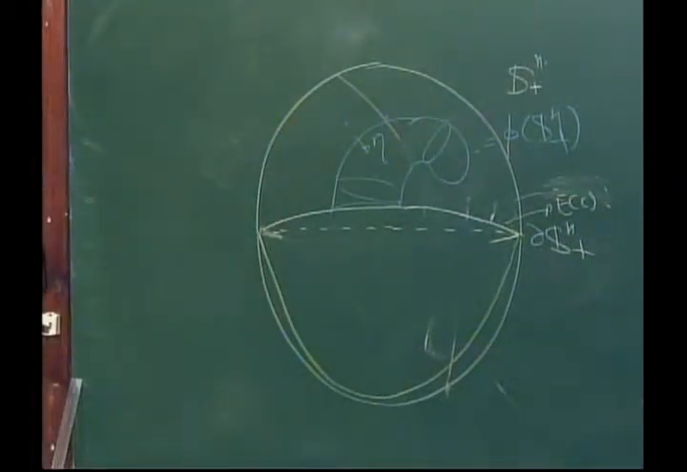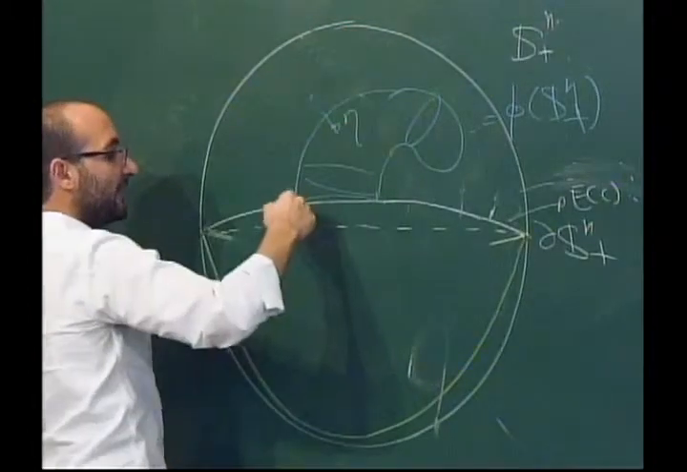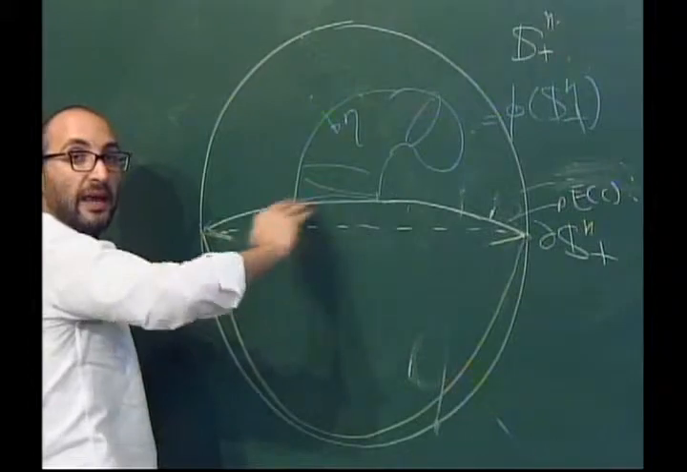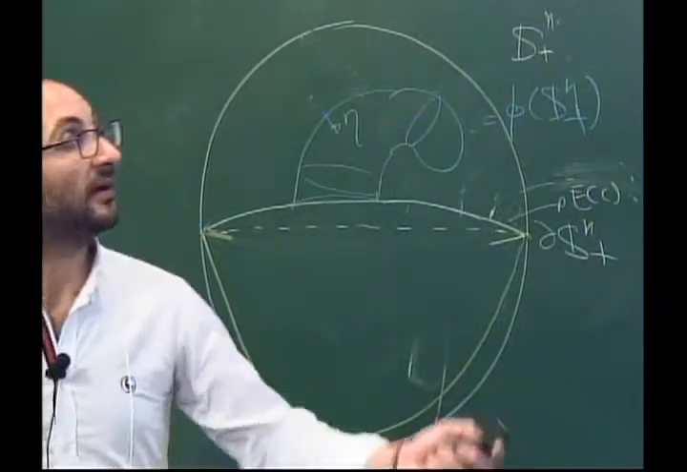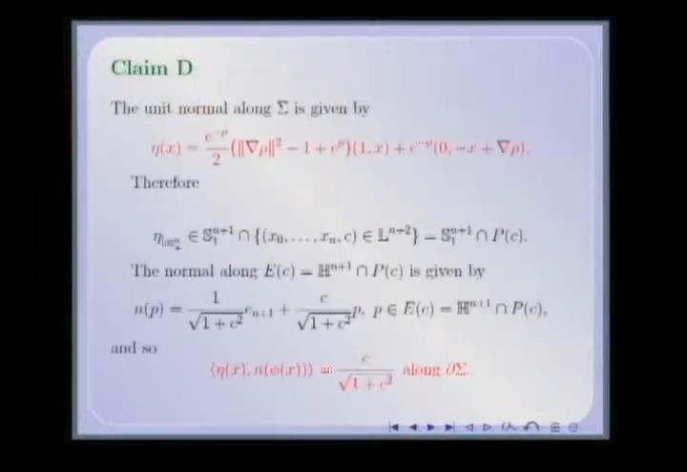Now, I'm going to see that, in fact, this surface is a capillarity surface, in the sense that it makes a constant angle with the intersection of the boundary with this equidistant. And this is, again, a simple computation using the normal. So I think that we have the normal writing in this way.